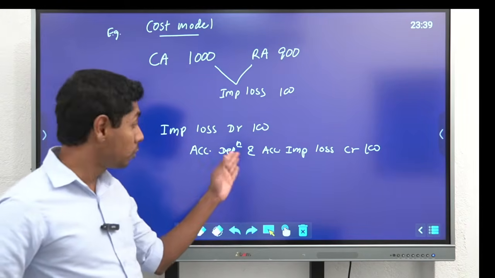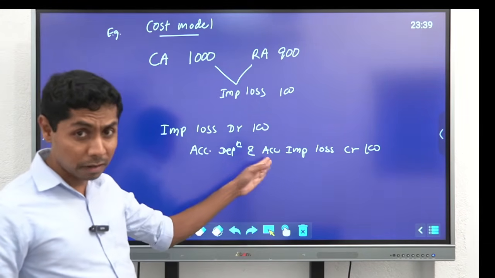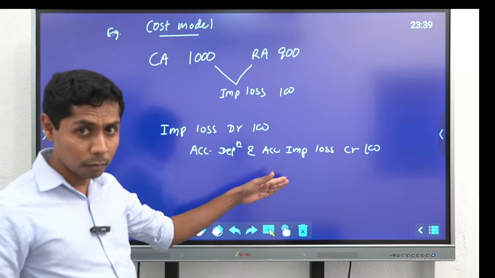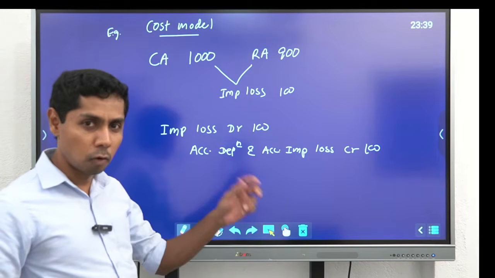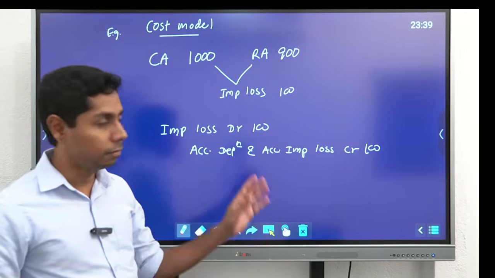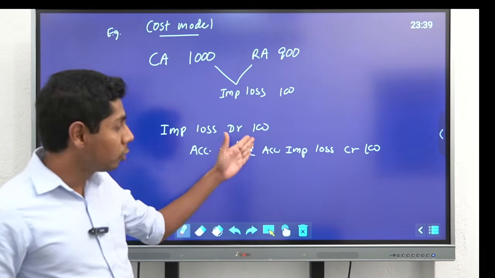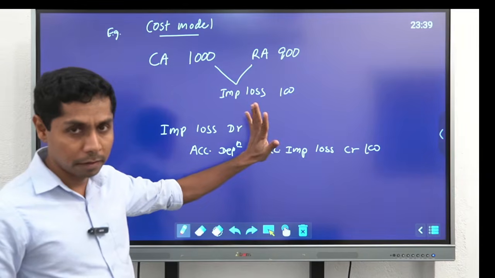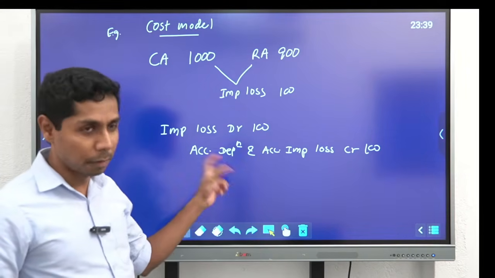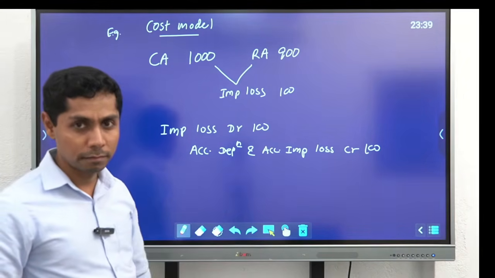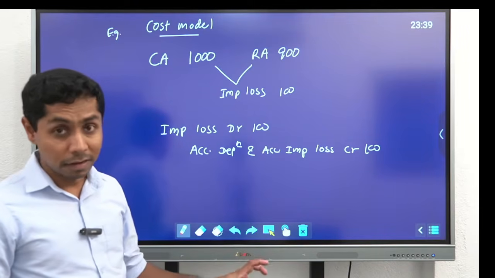But remember, this is not a must. You can have two separate accounts, two accumulated accounts, but alternatively you can combine, right? This is not a must. You can have accumulated depreciation and accumulated impairment loss accounts separately, doesn't matter. But sometimes we combine these two accounts together, right? So I wrote the journal entry in that way.